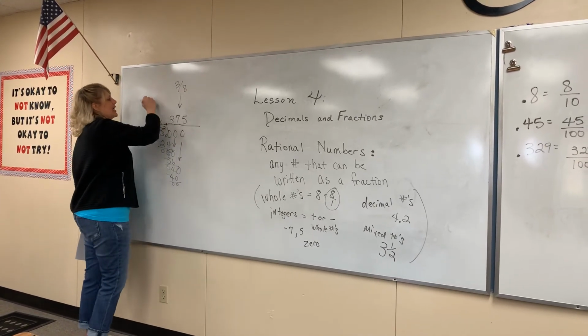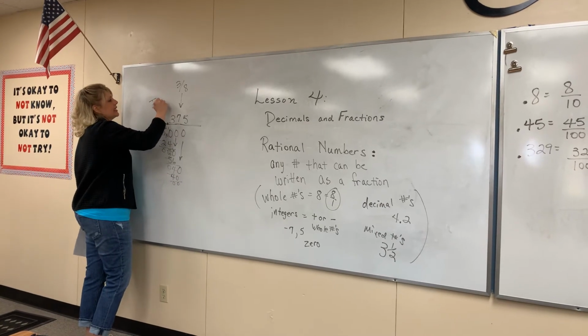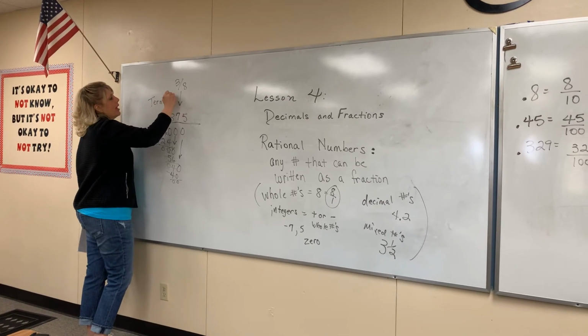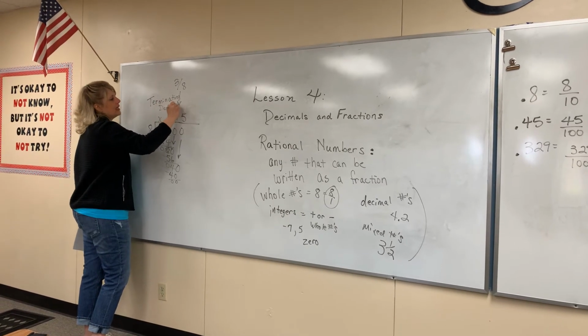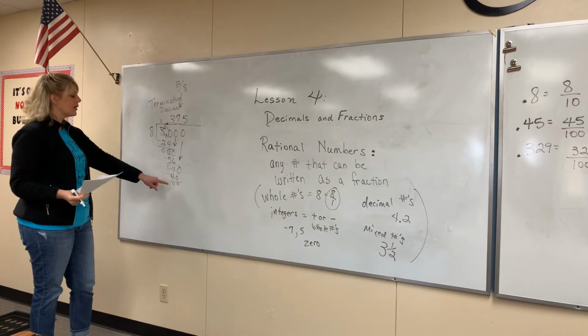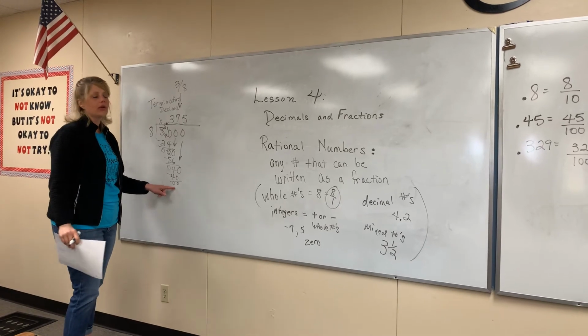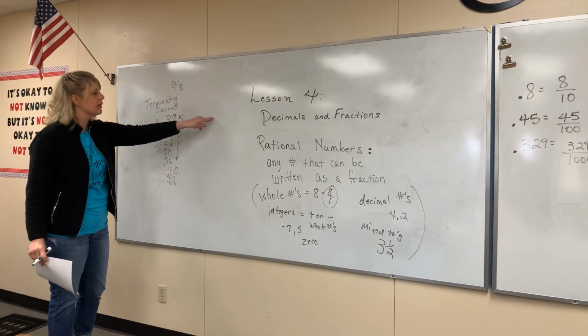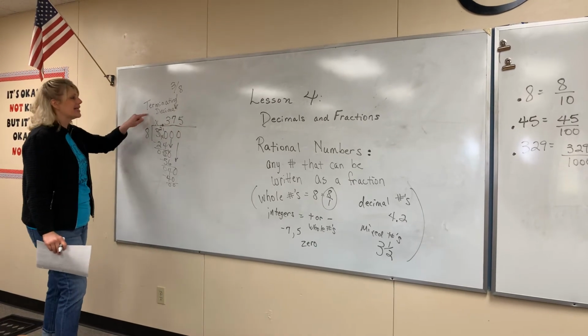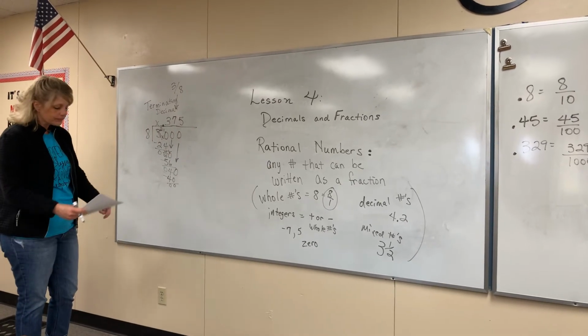And this is a terminating decimal because if you notice, it stopped. It does not keep going. It does not repeat itself. You did not get a remainder. So it doesn't matter how many zeros you add. You're going to get 0, 0, 0, 0, 0. So it stopped. That's called a terminating decimal.